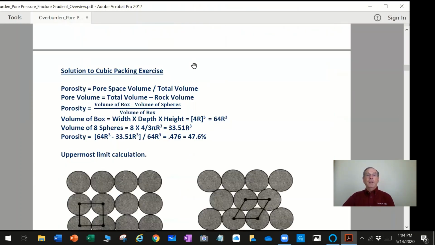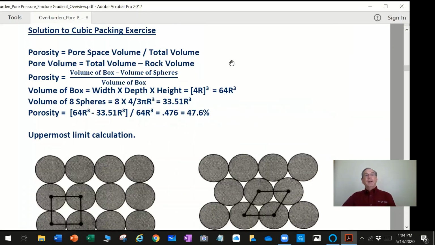Well, I hope you are able to do that exercise, and I think it would be very good if you did. In order to calculate the porosity, porosity is equal to pore space volume over total volume. The pore volume is equal to the total volume minus the rock volume. So again, porosity is equal to the volume of the box minus the volume of the spheres, divided by the volume of the box. Since we have a width, depth, and height of 4 times the radius of a sphere, the volume of the box is that value cubed, (4r)^3, which is equal to 64r^3. So that's the volume of the box.